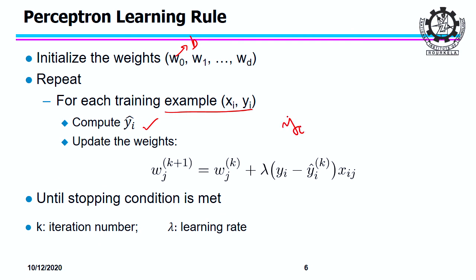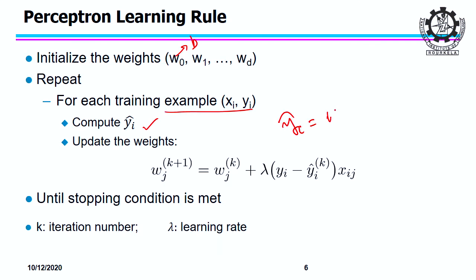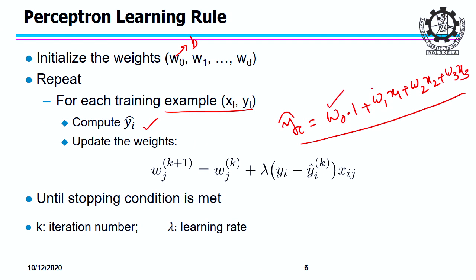So, y cap is nothing but W 0 plus W 1 x 1 plus W 2 x 2 plus W 3 x 3. First we compute this one. Now, what we have to do is update all the parameters, that is the weights W 0, W 1, W 2 and W 3.